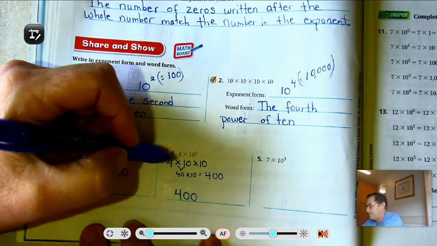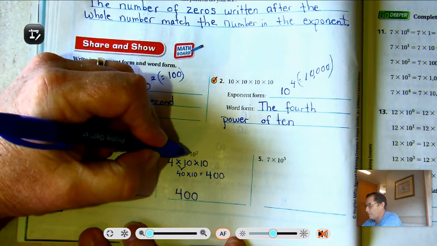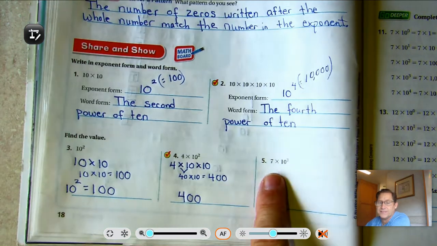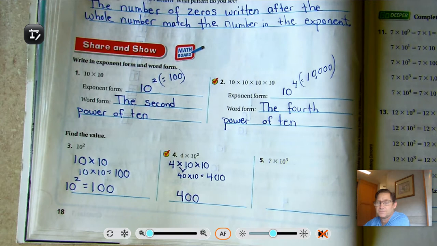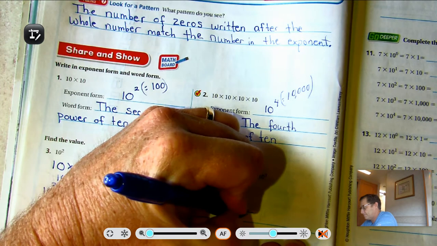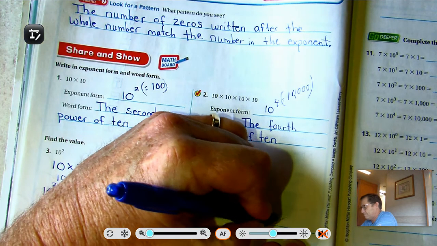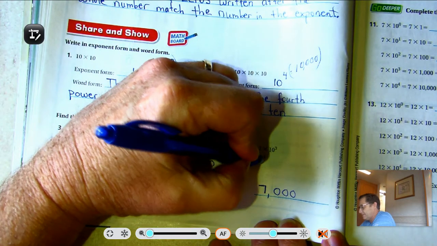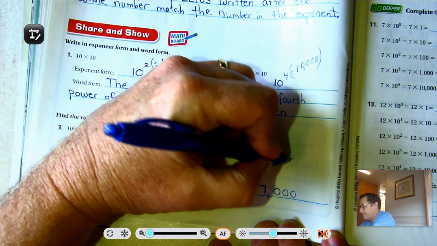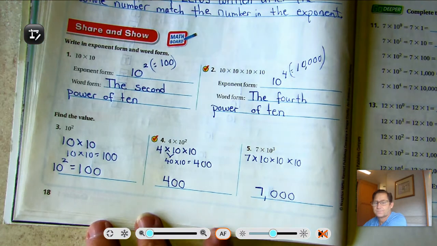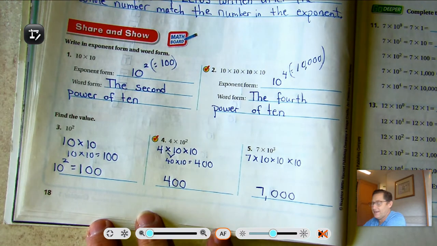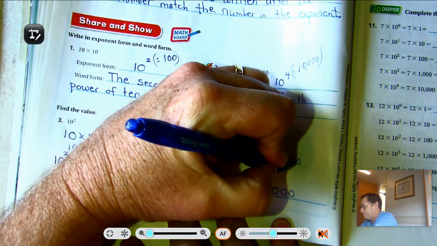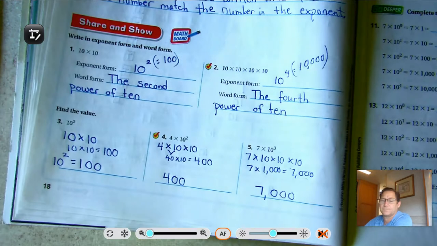But if we were just using patterns, I would just write the 4 followed by 2 zeros. So on this one, if we just look at the pattern, it would be 7 followed by 3 zeros. Because it's 7 times 10 times 10 times 10. 10 times 10 times 10 is 1,000. So 7,000.